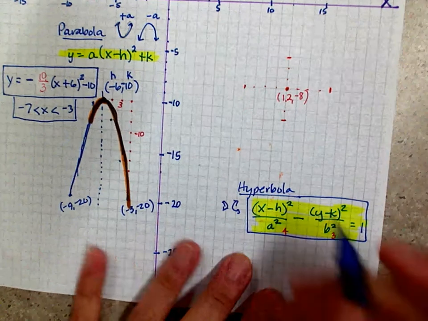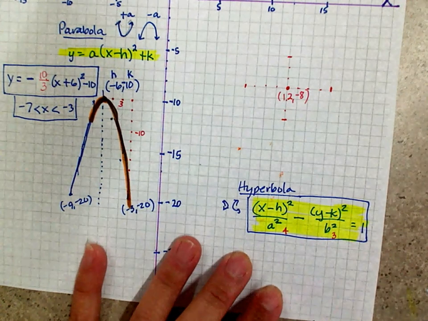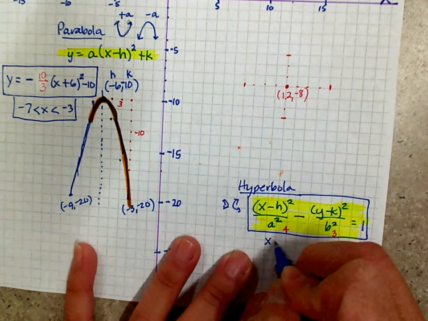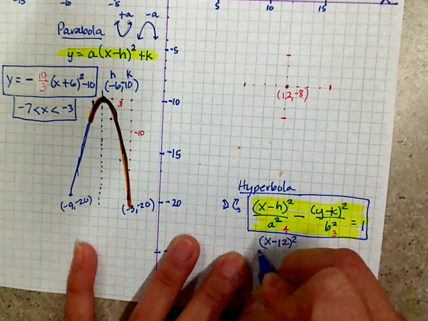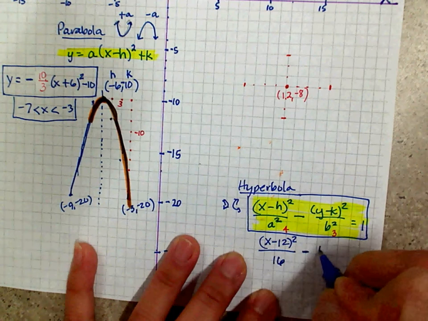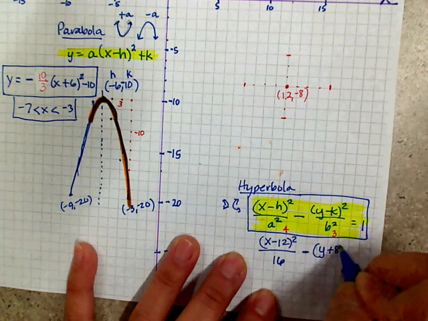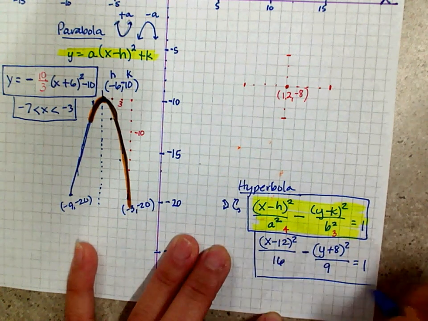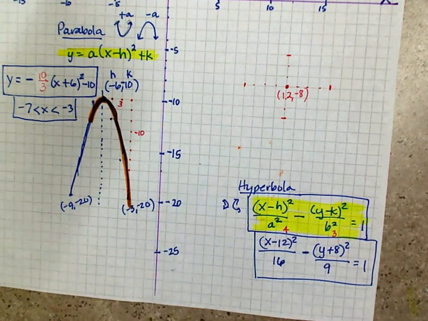Notice I'm not asking for foci. I'm not asking for vertex. Isn't this nice? You just have to write the equation. All right, (x minus 12) squared over 16, or minus 4 squared, minus (y plus 8) squared over 9 is equal to 1. Did you guys see your equation? See where I got them? Okay, so far so good. Once you're done with the equation, let me know.